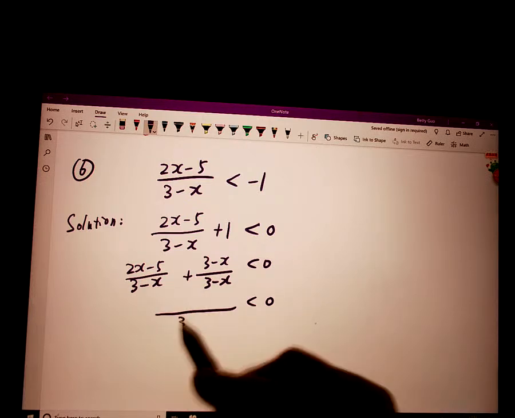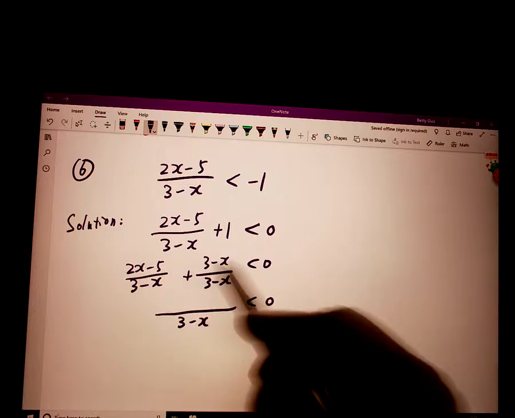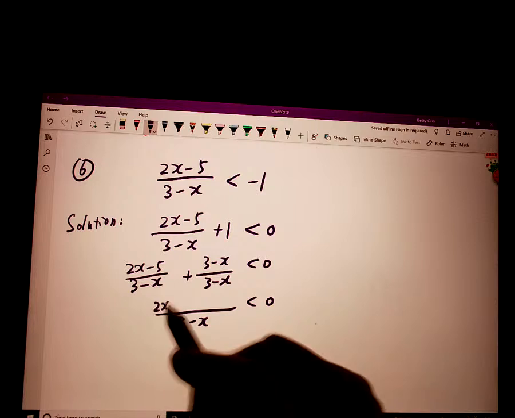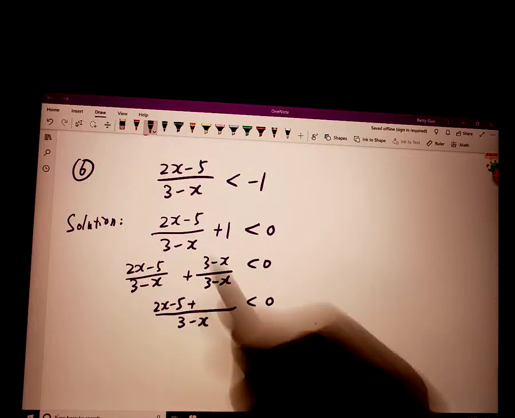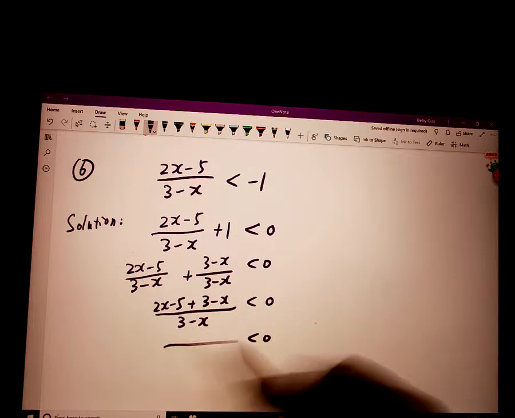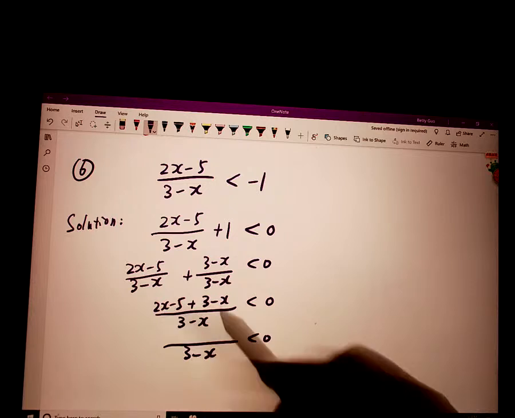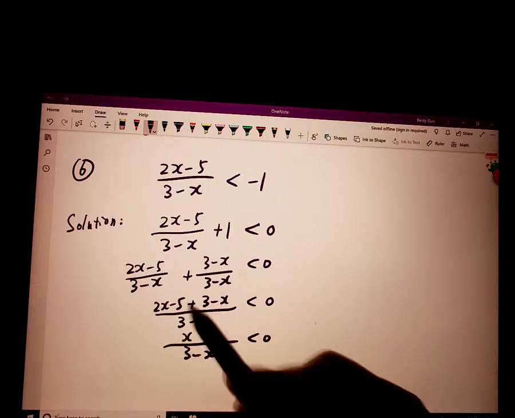The denominator is 3 minus x. For the numerator, we're going to add them up: 2x minus 5 plus 3 minus x. Combining like terms, we have 2x minus x, that is x, and -5 plus 3, that is -2.